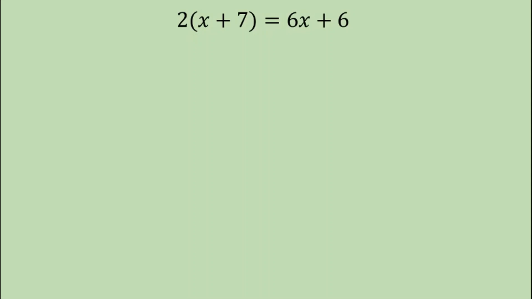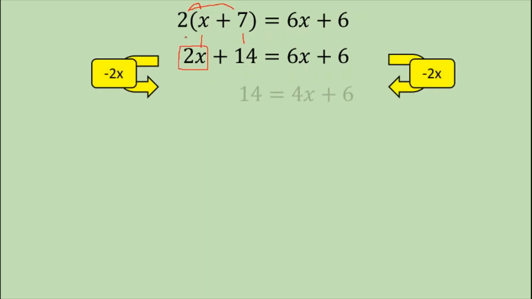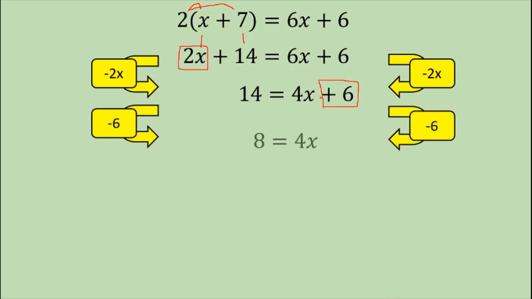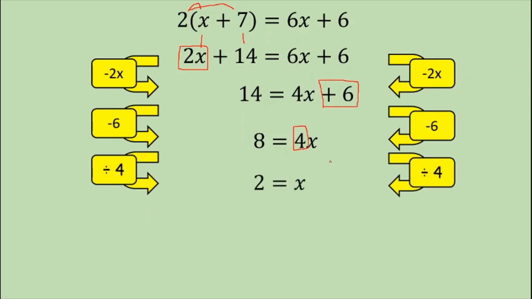The question might also be further complicated with the inclusion of brackets. In such an example, it is nearly always best to start by expanding the bracket out. In this case, 2 times x is 2x and 2 times 7 is 14. From here, we are going to subtract the smallest value of x, leaving me with 14 is 4x plus 6. Then, subtract the 6 from both sides, leaving me with 8 is 4x. And now, to get rid of this 4, I will divide by 4, giving me that x is 2.